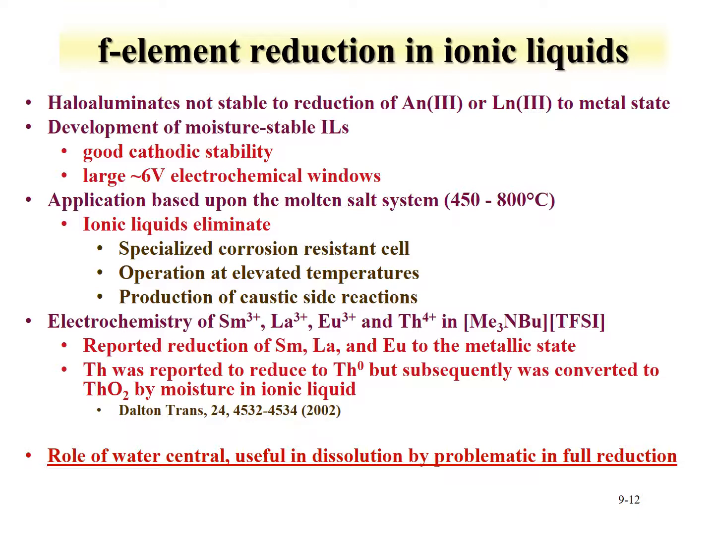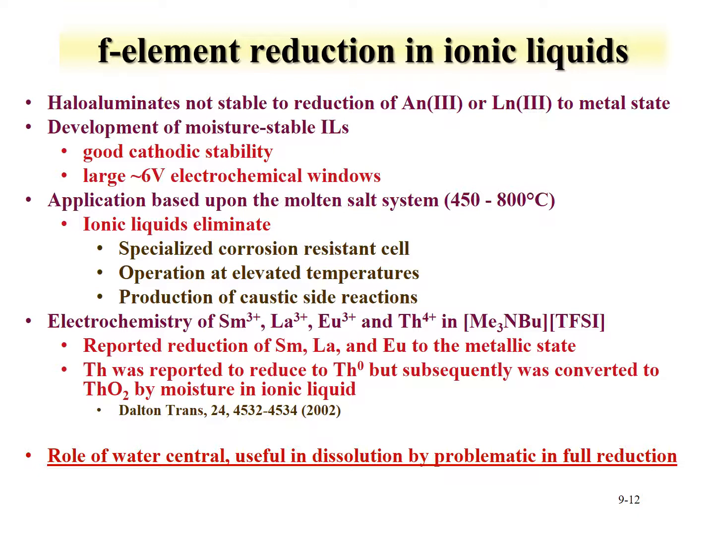As we stated in the previous slide, ionic liquids have evolved a bit since their initial conception about 100 years ago. The initial haloaluminates are not stable to reduction of the lanthanides or actinides to the metallic state. So for work that's similar to molten salt systems, one would want to develop ionic liquids that have good moisture stability, good cathodic stability, and a large electrochemical window on the order of 6 volts that allows the reduction of the actinides and lanthanides.